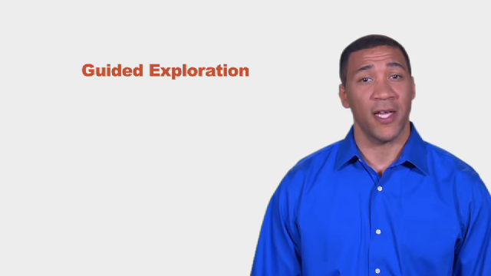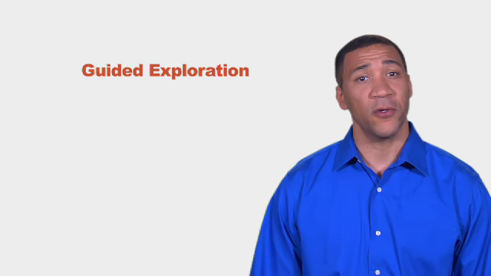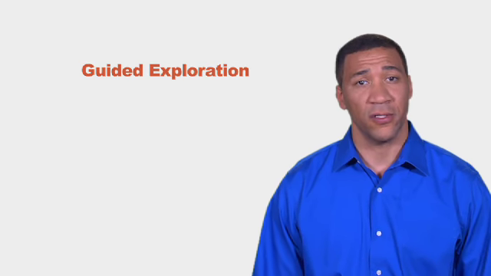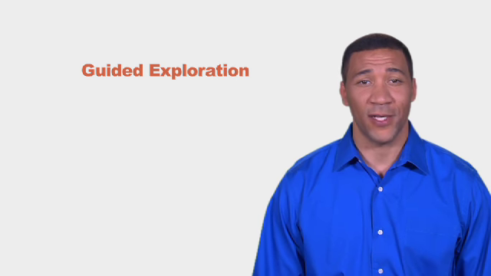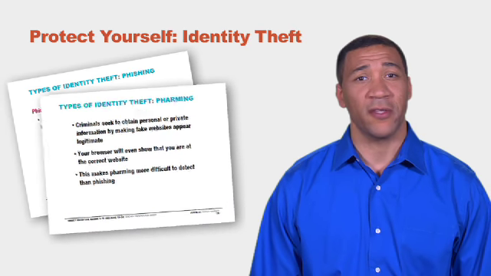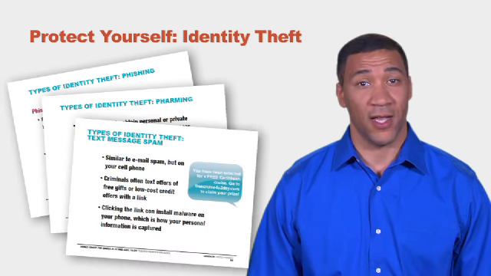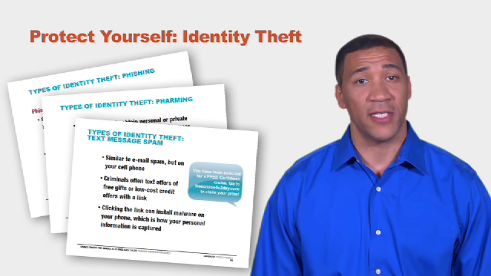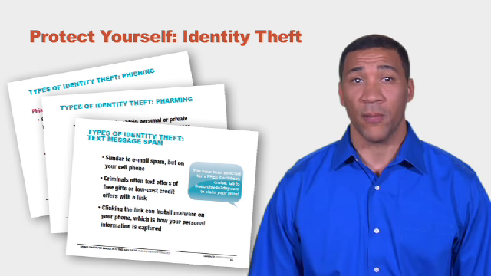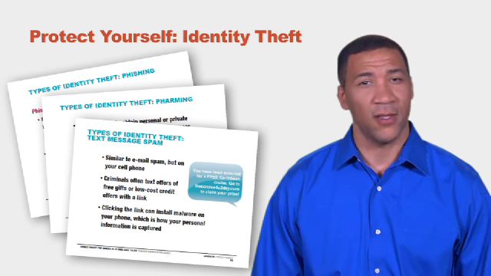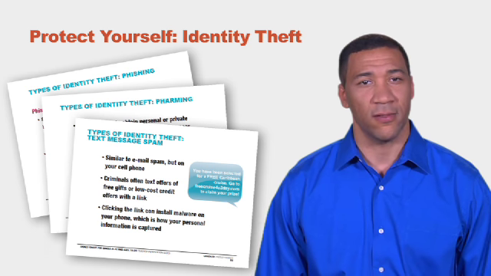After about 10 minutes on the warm-up, move to the guided exploration part of the lesson, which focuses on compromising information and will take approximately 25 minutes. Start by sharing the 3 types of identity theft slides and review each of the different tactics, phishing, farming, and text message spam, that thieves use to steal information.